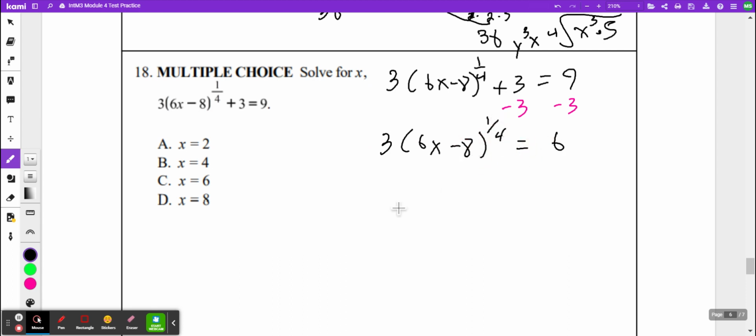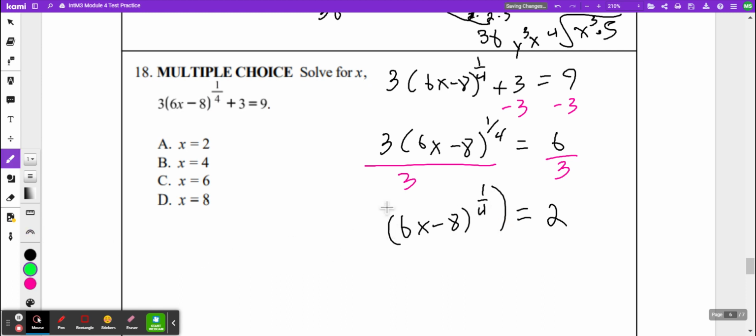Next part, I get a 6. Now I'm going to divide by 3 because he's farther away. After that, I should have (6x minus 8) to the 1/4 power is equal to 2. And now I have to do it to the 4th power. So if I do both sides to the 4th power, the 4th root right here will cancel out.